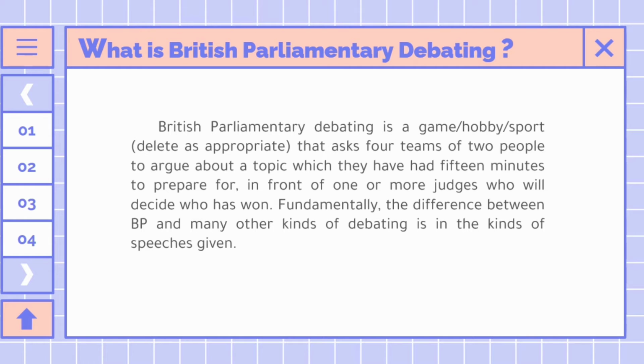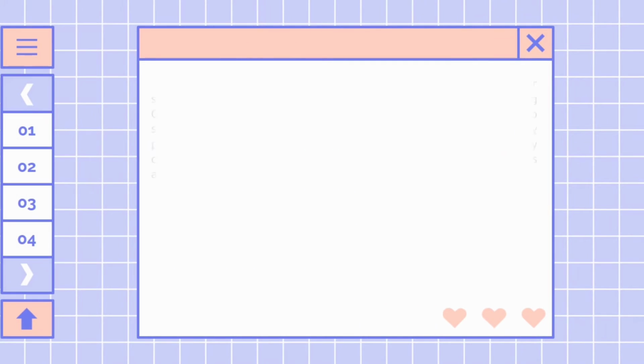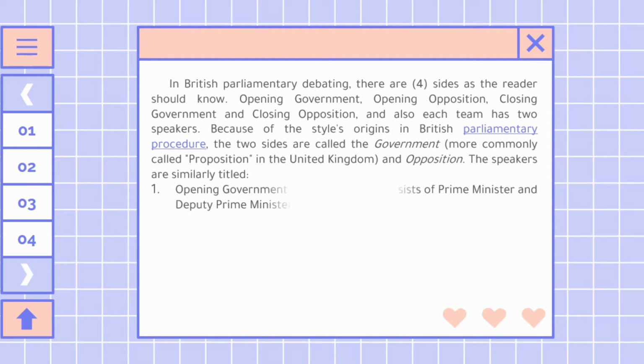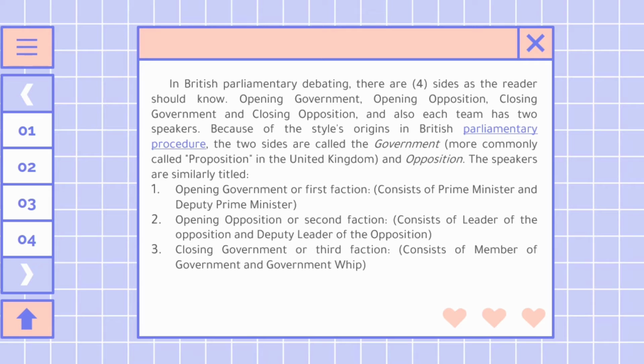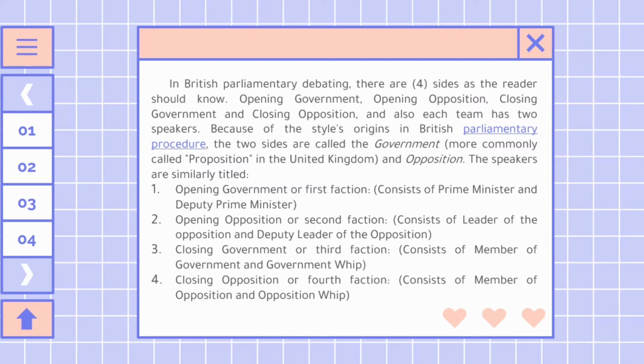Fundamentally, the difference between BP and many other kinds of debating is in the kinds of speeches given. In British parliamentary debating, there are four sides: opening government, opening opposition, closing government, and closing opposition. And each team has two speakers, because of the style's origin in British parliamentary procedure. The two sides are called the government, more commonly called proposition in the United Kingdom, and opposition. The speakers are similarly titled.